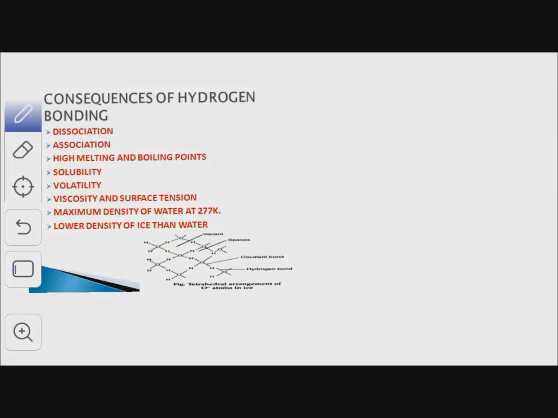Consequences of hydrogen bonding. First one is dissociation. What do you mean by dissociation? Dissociation means splitting up of molecules or compounds, or breaking up of molecules or compounds into its ions in the aqueous solution. This process is called dissociation.